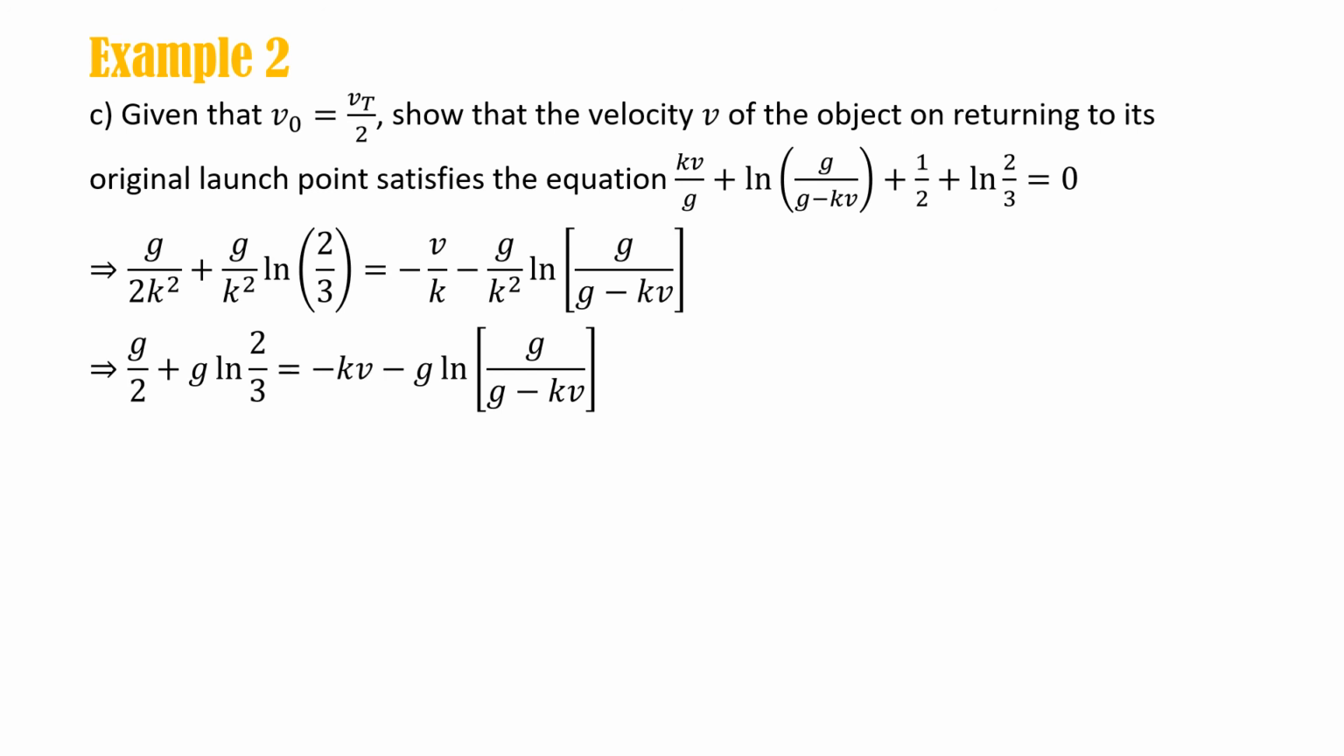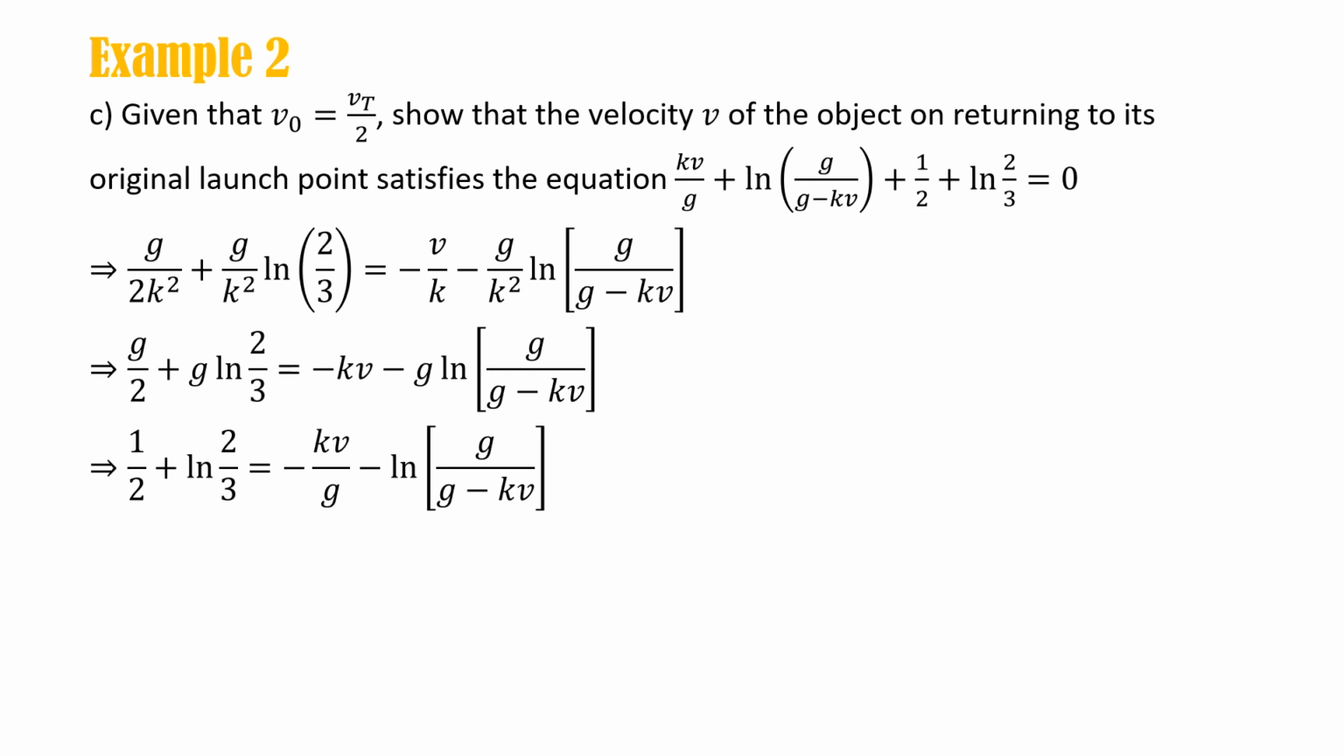But that's not looking like where we want to get. So what else have we got in all of those terms? Well, look. Again, with the exception of that negative kV, all of the terms are multiples of g. So I can divide all of those terms by g. So what we're going to get then is 1 half plus the natural log of 2 thirds minus kV on g, take the natural log of g over g minus kV.